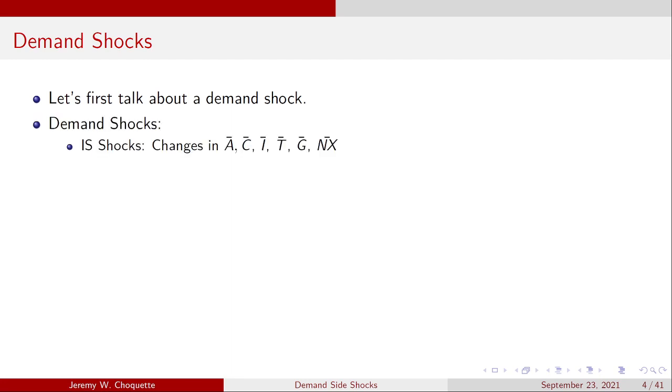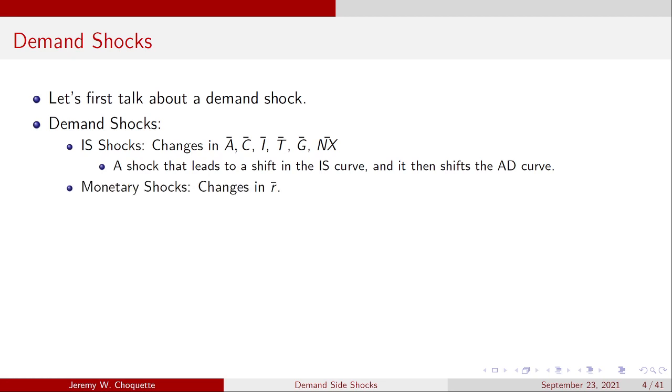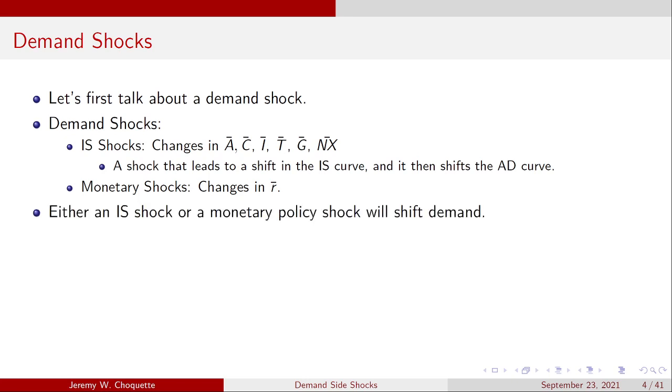Now with demand shocks, they can either come from shocks to the IS curve, which would be changes in A bar, C bar, I bar, T bar, G bar. You can see there's a bar over the G, and NX bar. Changes to any of these autonomous components will be changing the position of the IS curve. A shock that leads to a shift in the IS curve thus shifts the aggregate demand curve. Monetary policy shocks would be changes in R bar, which is, again, the changes in the autonomous monetary policy component of the monetary policy equation.